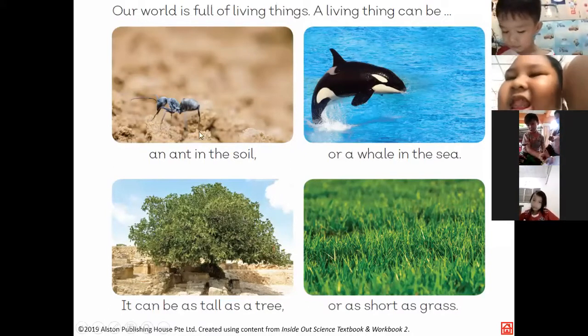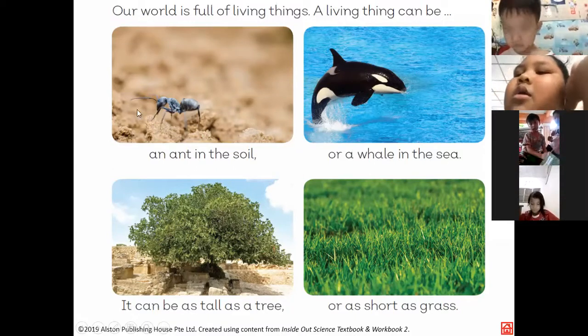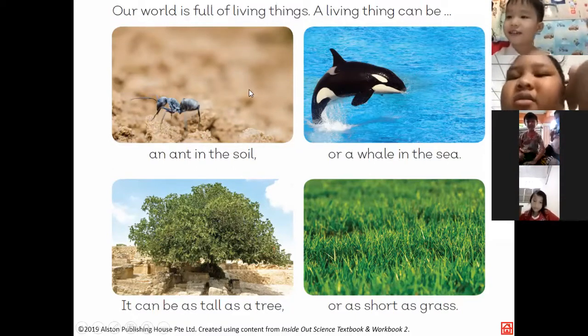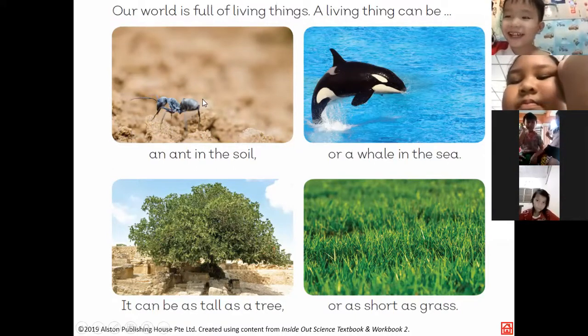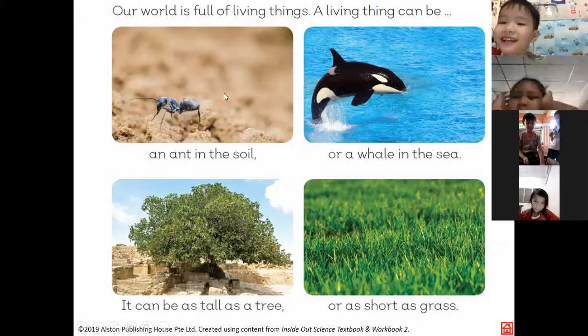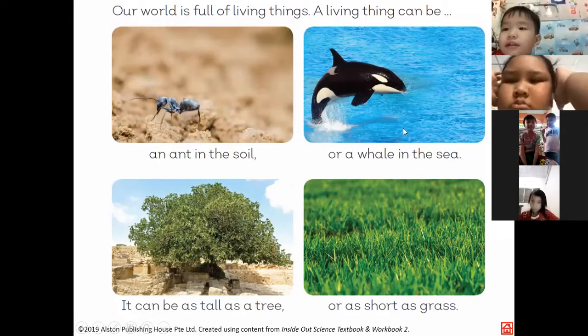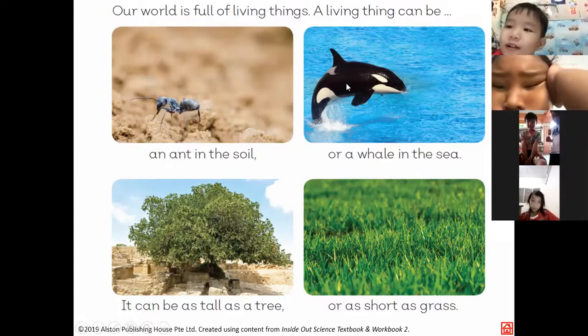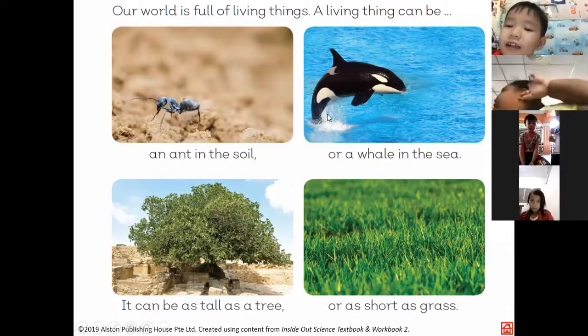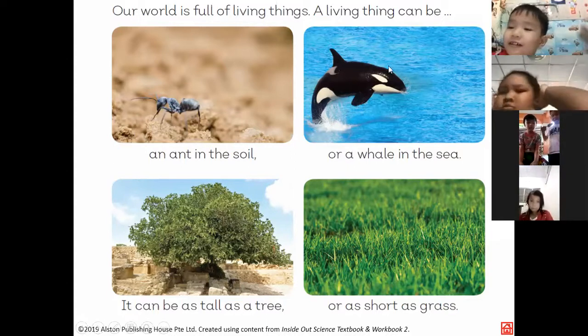So what animal is this? It's an ant. So ant is a living thing, okay? What about this one? A whale. Black and white whale. Killer whale. Yes, whale is also a living thing, okay?